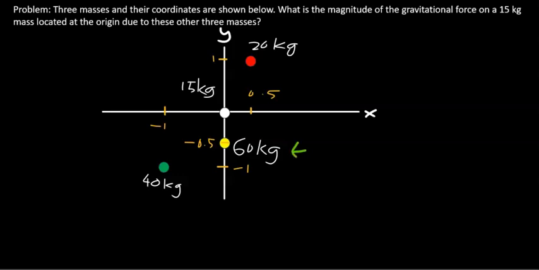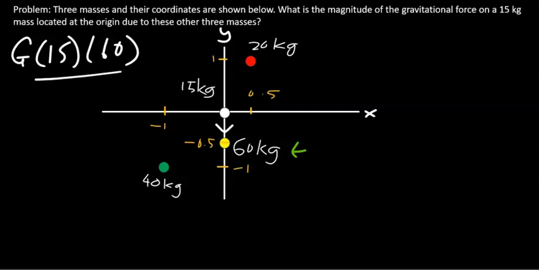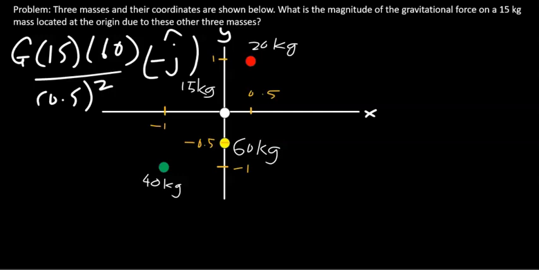Let's look at the 60 kg mass first. The force the 60 kg exerts on the 15 kg would be like that. It would attract the 15 kg towards the 60 kg in a downward direction. And that's given by capital G, the product of the two masses, 15 times 60. The distance between them is 0.5 meters, so 0.5 squared, in the direction of minus j hat. Now let's look at the 20 kg. The 20 kg would attract the 15 kg towards it in that direction, so that is the direction of the force.